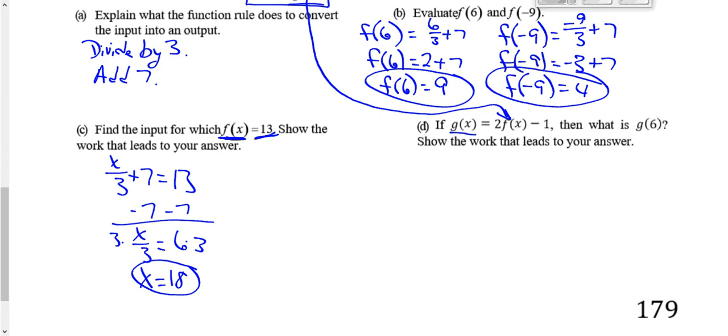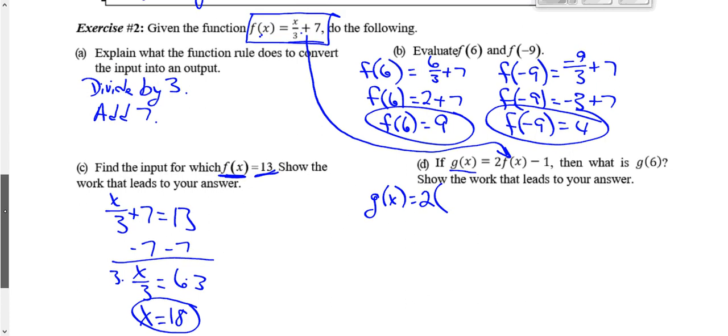So g of x, let me go over a little bit. Keep some room. G of x equals 2 times f of x. What's f of x? X over 3 plus 7. And then minus 1. Right? So I just replaced f of x with what it's equal to, right?